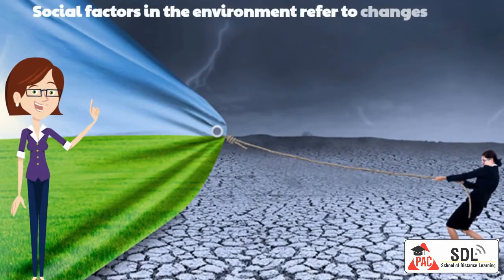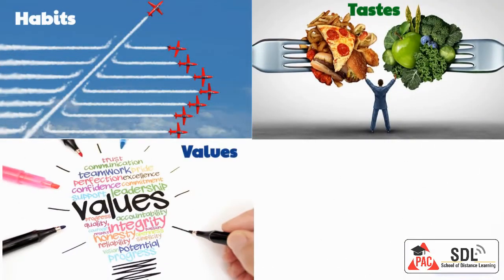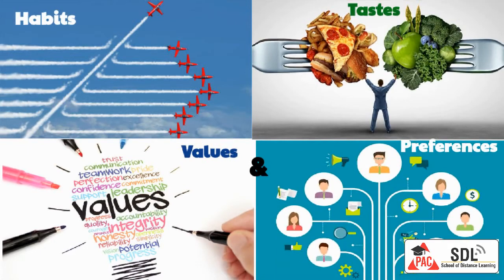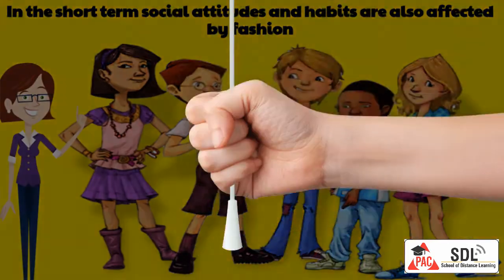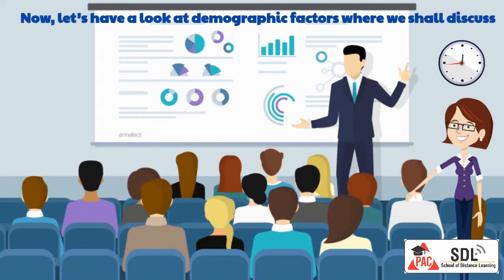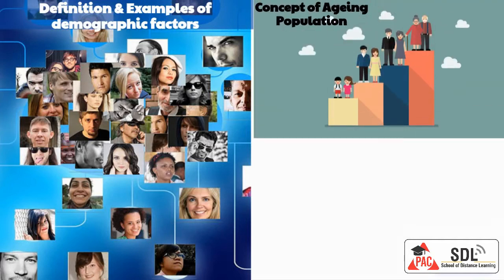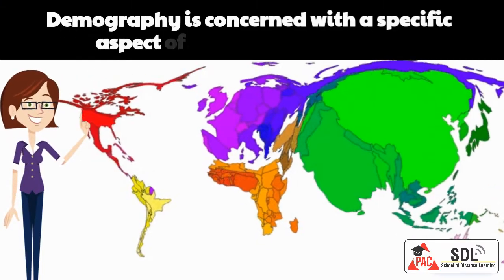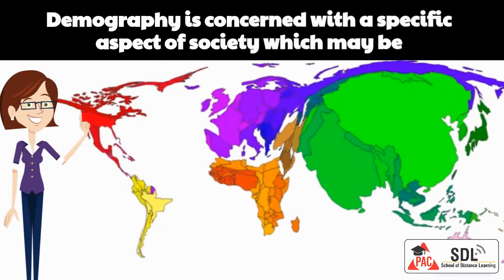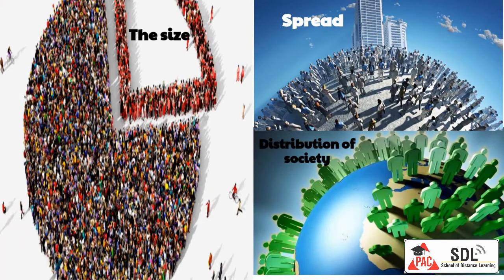Social factors in the environment refer to changes in habits, tastes, values, and preferences. In the short term, social attitudes and habits are also affected by fashion. Now, let's have a look at demographic factors, where we shall discuss definition and examples of demographic factors, concept of aging population, and government policy for demographic change. Demography is concerned with a specific aspect of society, which may be the size, spread, and distribution of society.